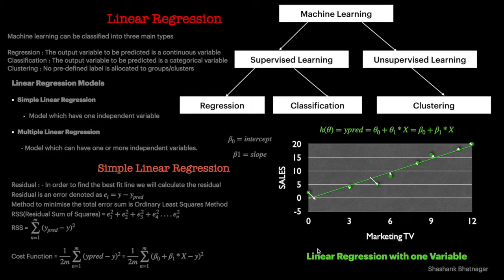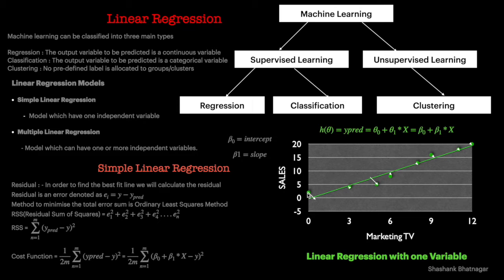Basically, in simple linear regression, our goal is to find the best fit line, which we will calculate with the help of residuals. A residual is basically an error, denoted as e_i, which is the difference between y actual and y pred. The purpose of simple linear regression is to minimize the total error sum via the ordinary least squares method, also known as the residual sum of squares, which equals e1 square plus e2 square till all the points, and e1 is equal to the difference of y actual minus y pred.